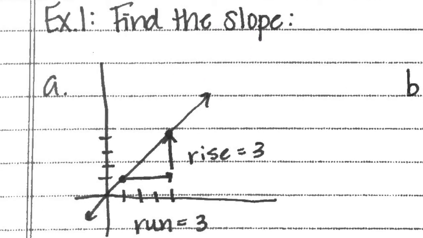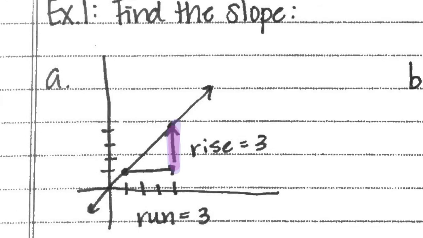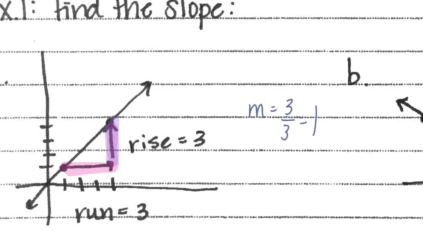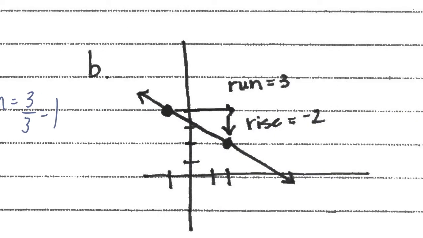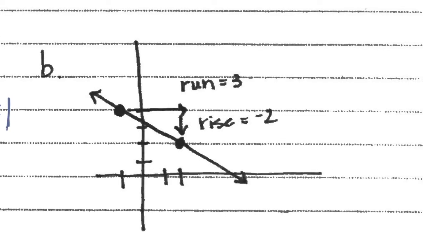So if I have a rise of 3, the run is 3, I know my slope, lowercase m, is 3/3, which is equal to 1. Let's look at the next one over here. That actually looked like a negative. It's actually equal to positive 1. Let's look at this one right here.